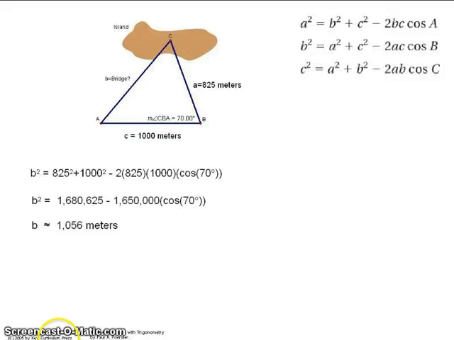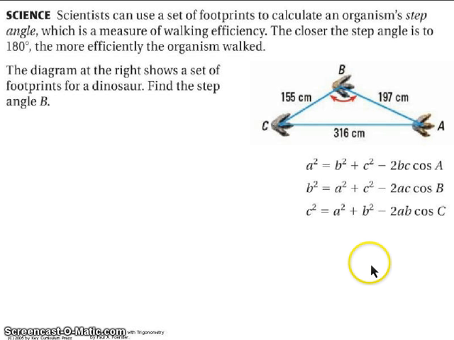Okay, that takes care of law of cosines when you're given one angle and the two sides. So side, angle, side. The other situation where you want to use the law of cosines is when you're given all three sides of the triangle, but you're not told the measurement of any angle. So that's a side, side, side situation.